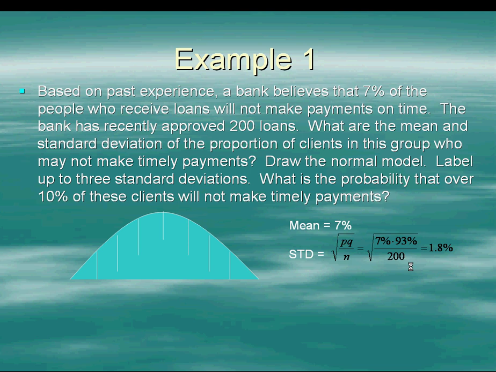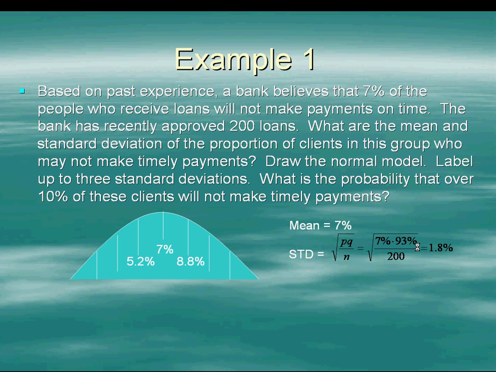A lot of times people will ask me where I got 93%. If you think about 7% subtracted from 100%, that leaves 93% left over for everyone else. So 93% of the people are making their payments on time, and 7% are not in this situation. Okay, so the mean is 7%, that goes in the middle. If we go out one standard deviation, we're adding and subtracting 1.8% off of that mean. So that gets us 5.2% on the low end and 8.8% on the high end.